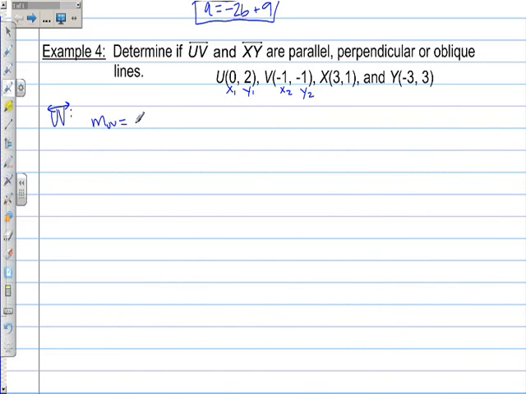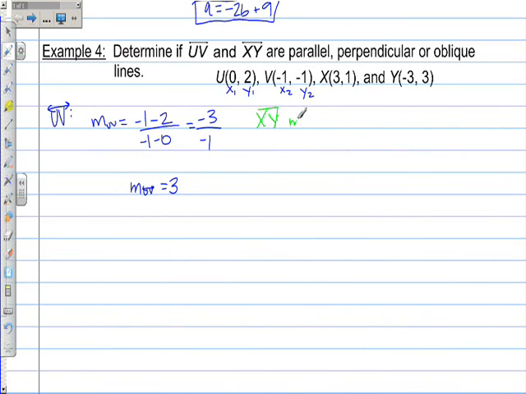So you end up with negative 1 minus 2 over negative 1 minus 0. Negative 1 minus 2 is negative 3. Negative 1 minus 0 is negative 1. So your slope of line UV equals positive 3. Okay?